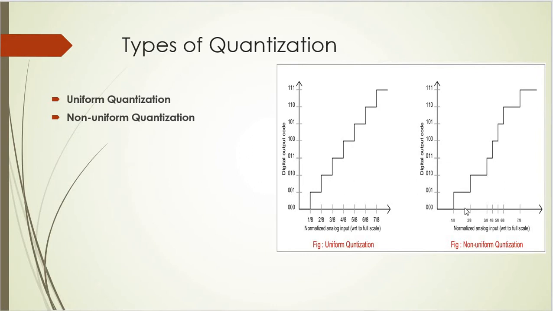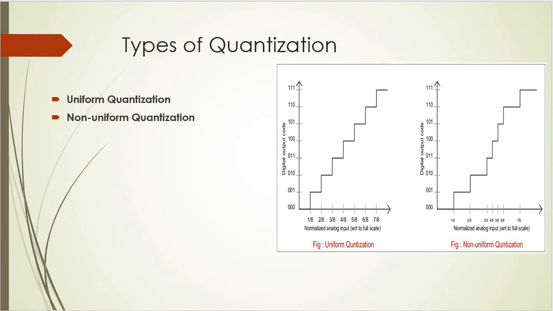But in non-uniform quantization, the quantization levels need not be the same. That is, the quantization level varies depending upon the input signal amplitude. If you look at the diagram, we can see the quantization levels are different for different signals. In actual practice, the quantization level will be smaller for smaller amplitude signals, and larger for signals with large amplitudes.